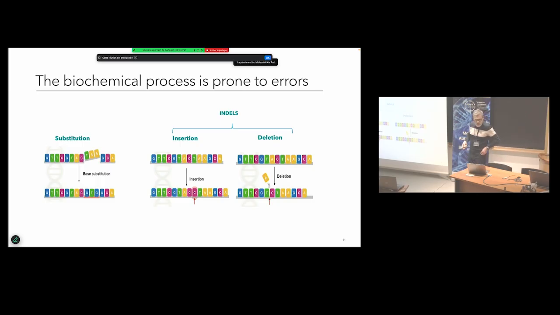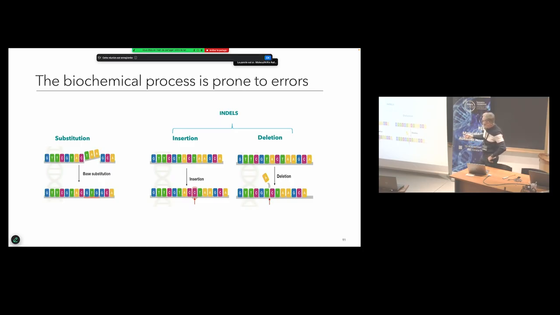I just want to talk rapidly about the noise introduced by the biochemical process, and there are mainly two kinds of noise: substitution noise and indel noise. With substitution noise, letters are changed by others, so you keep the length of your DNA molecules, but you are just changing what we call bases or nucleotides.